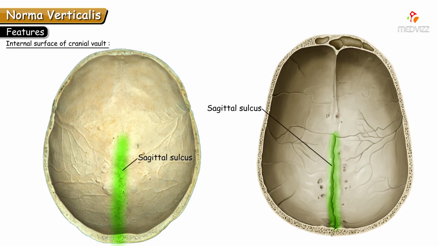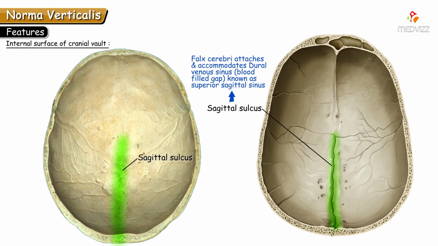Sagittal sulcus. We all know the sagittal suture, which is present in the midline joining the two parietal bones. Along the sagittal suture, there is a shallow groove which is termed the sagittal sulcus. The lips of the sagittal sulcus give attachment to the falx cerebri.